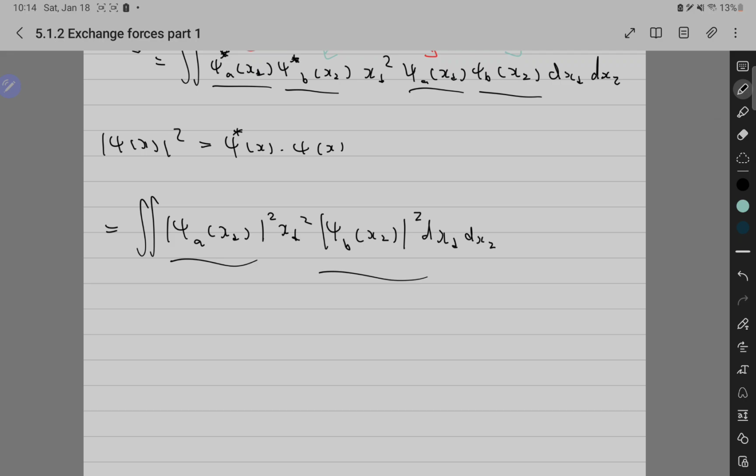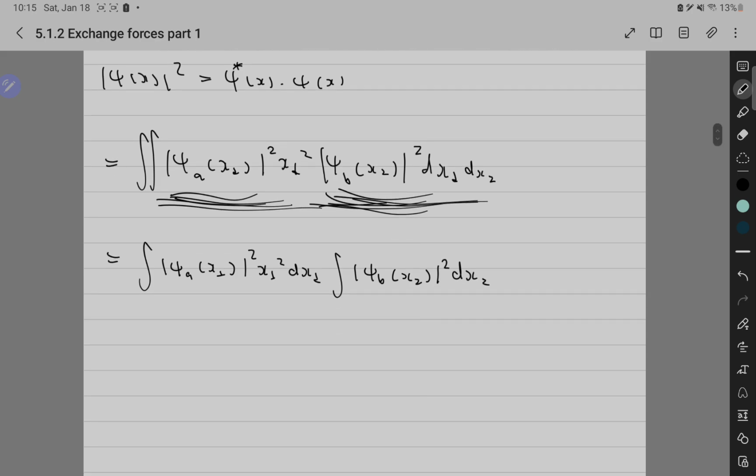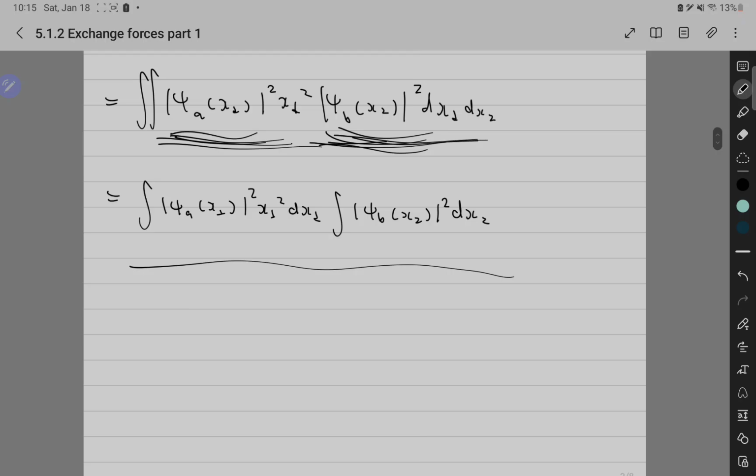And one very important thing to notice here is that we can actually use separation of variables, because psi a (x1) depends only on x1, and psi b (x2) depends only on x2. So we can group the like terms again and break this down to the following. So we have |psi a (x1)| squared x1 squared dx1, and |psi b (x2)| squared dx2, right? We can break this down because remember, this term here does not rely on x2, and this term does not rely on x1. So we can really separate these two integrals into the following formula. They represent the same thing, but I have isolated the variables, so x1 to x1, x2 to x2, and they don't depend on each other.